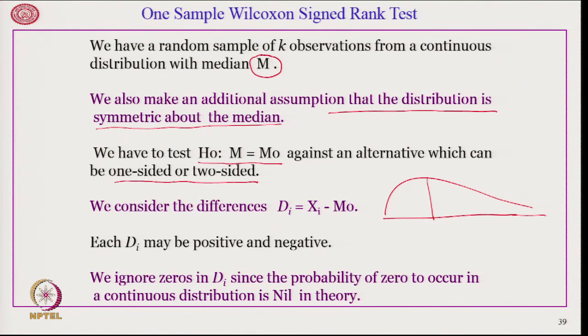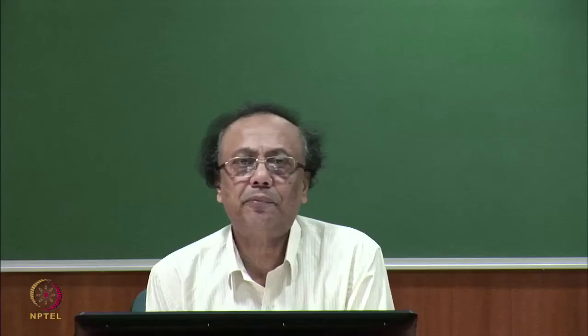What do we do? We consider the difference d i is equal to x i minus m naught. Each d i may be positive or negative. Again we ignore zeros in d i, since the probability of 0 to occur in a continuous distribution is nil in theory. Because it is a continuous distribution, the probability that x is taking the value m naught is 0, therefore, we ignore the 0 values when we are considering d i.